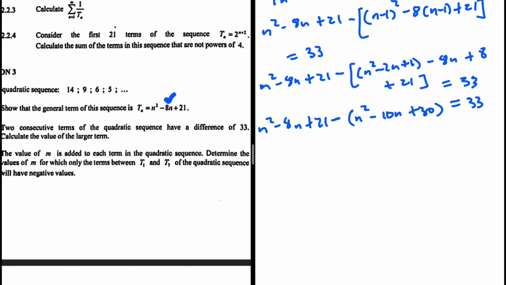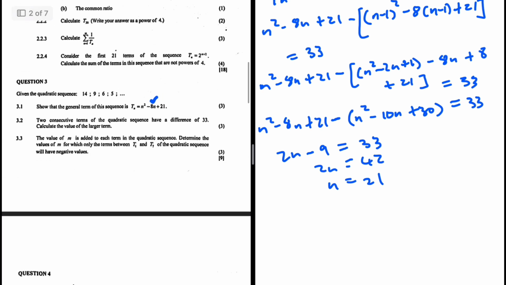So n squared and n squared will fall away. N squared minus n squared is going to give us 0. And then minus 8n plus 10n will give us 2n. And then 21 minus 30 is minus 9. So 21 minus 9 is equal to 33, so 2n is equal to 42. N is equal to, let me see, 42 divided by 2 is 21. So n is equal to 21.